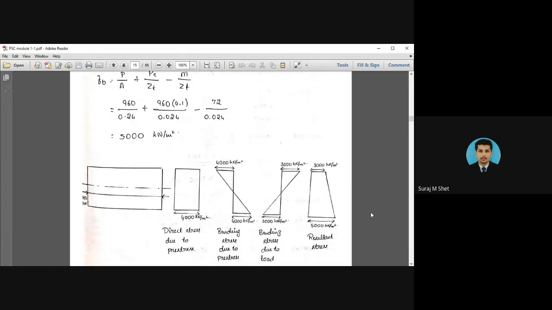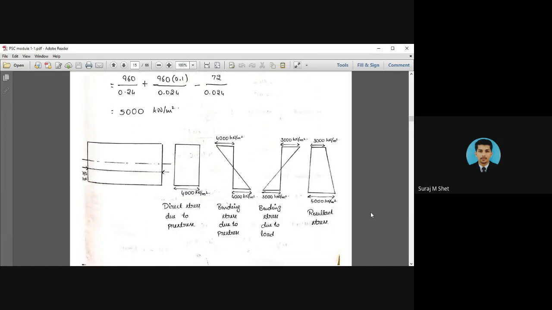Here you can see the solved problem. This is your beam and this is your 960 kilonewton force acting at a distance of 100 mm. So this is the direct stress. What is the direct stress? P by A. Whatever you calculated in the previous problem, the value of P by A at the top fiber and bottom fiber is the same. Direct stress.